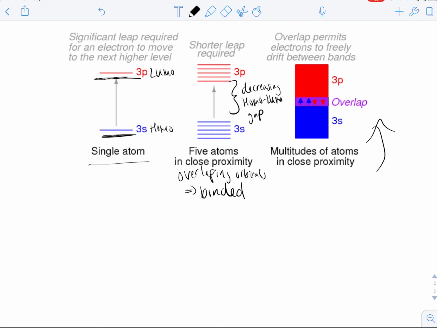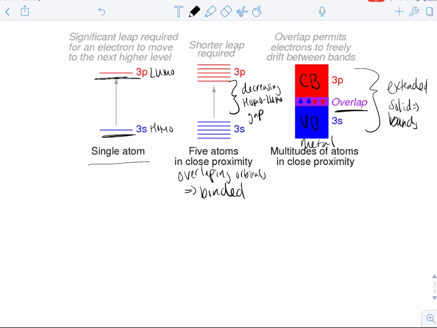So this, or the case of an extended solid, we get bands. Now what's shown here is a metal. And we can tell it's a metal because there's an overlap between our valence band and our conduction band. Remember, our valence band, that's where our valence electrons are. Our conduction band, that's where we have to put electrons in order to conduct.